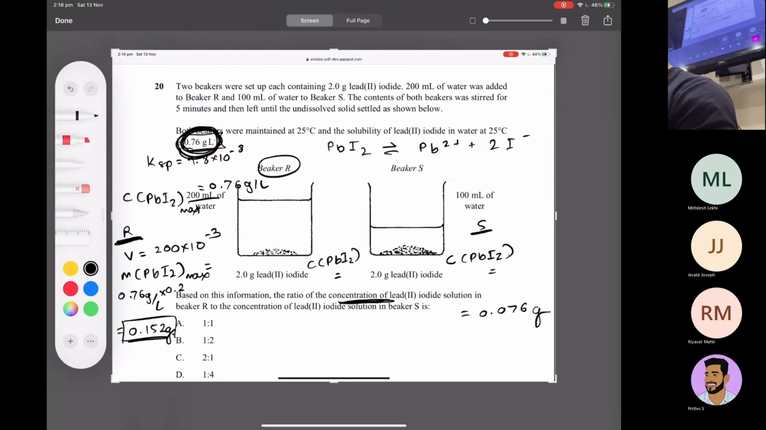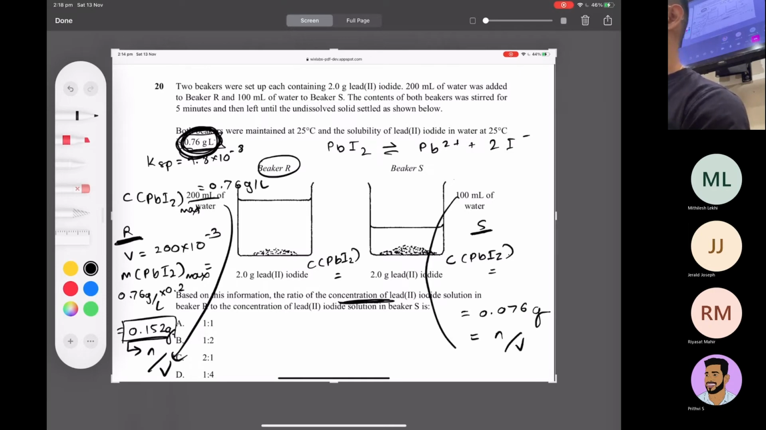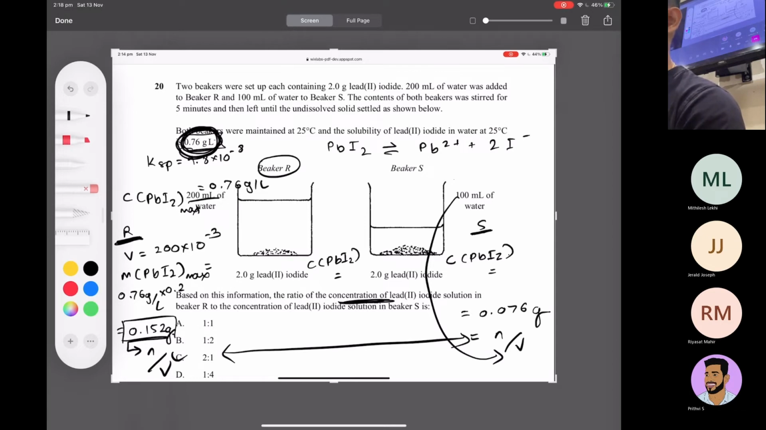And I guess if you're stuck, what you could have done is convert this to number of moles and divide by that volume, and you would get the exact same. Okay? But I guess that's what this question was checking. So I do agree, Gerald, correct. But the answer should be A.